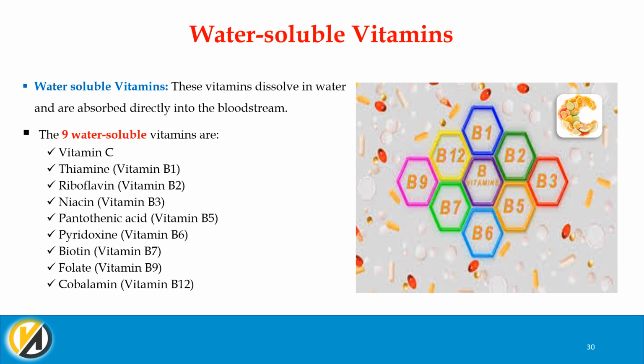The other group is the water-soluble vitamins. These vitamins dissolve in water and are absorbed directly into the bloodstream. There are 9 water-soluble vitamins. These include vitamin C, thiamine, which is vitamin B1, riboflavin, which is vitamin B2, niacin, which is vitamin B3, pantothenic acid, which is vitamin B5, pyridoxine or vitamin B6, biotin or vitamin B7, folate or vitamin B9, and cobalamin or vitamin B12.